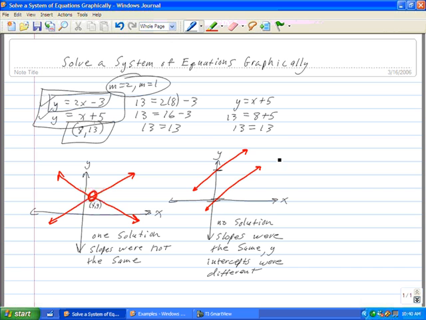That's caused by parallel lines, and that implies no solution. Now, there's actually one more thing that can happen. You may think that either two lines intersect or they're parallel, and that's it. But there actually is one other thing that could possibly happen.